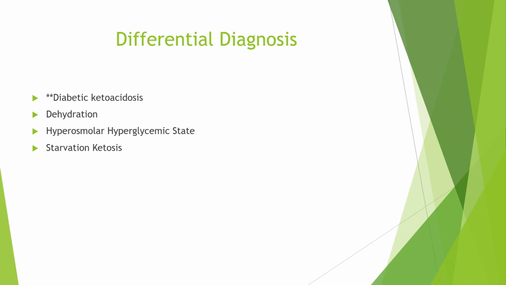Into the problem list, we have tachycardia, Kussmaul breathing, polydipsia, polyuria, polyphagia, hypotension, open anion gap, hyperglycemia, hypokalemia, positive ketones in the urine, metabolic acidosis, and lactic acidosis. The differential diagnosis that I came up with: obviously diabetic ketoacidosis, dehydration, hyperosmolar hyperglycemic state, but given that it's not over 600, less likely. And then starvation ketosis. This is also less likely because the patient is not purposely starving himself.